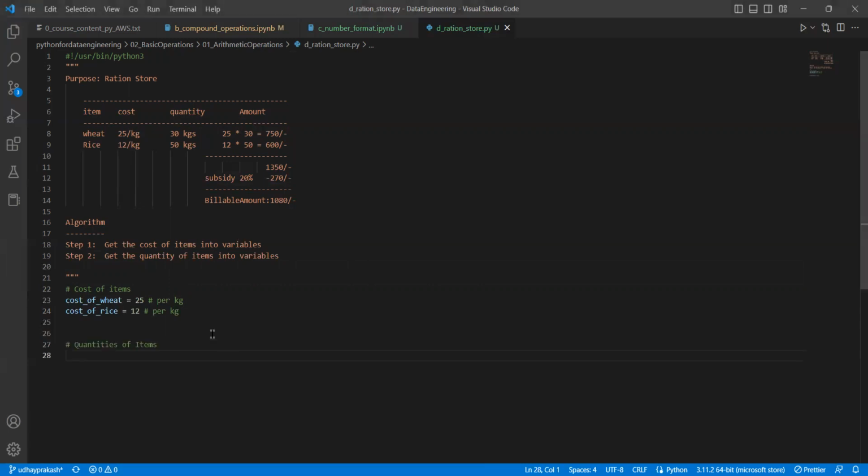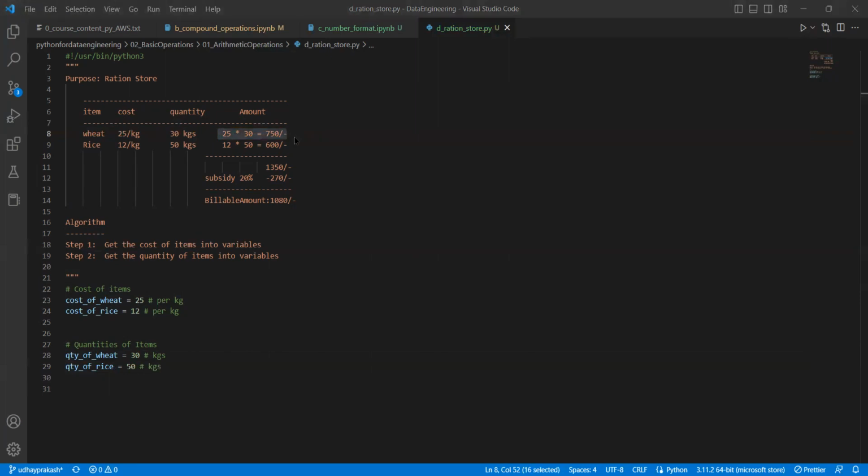Now similarly, if you want to get the quantities of items, how can you do it? Quantity of wheat is 30 kgs, and the quantity of rice is equal to 50 kgs. Now I have costs and quantities. What is the next thing I can do? I can do this computation, right?